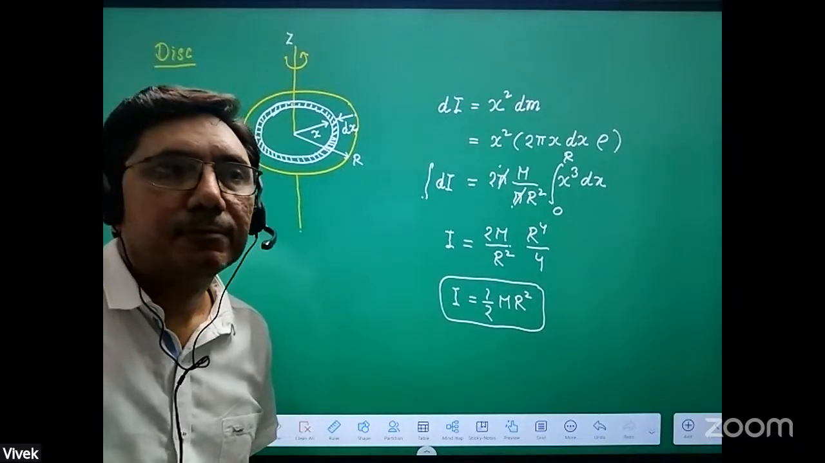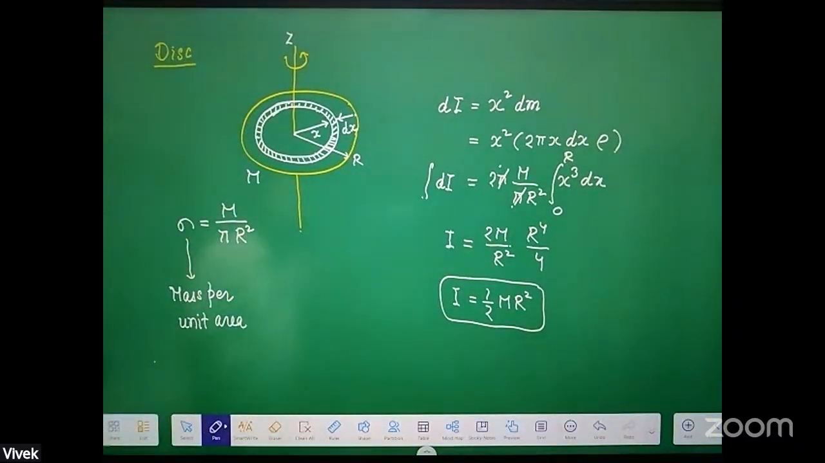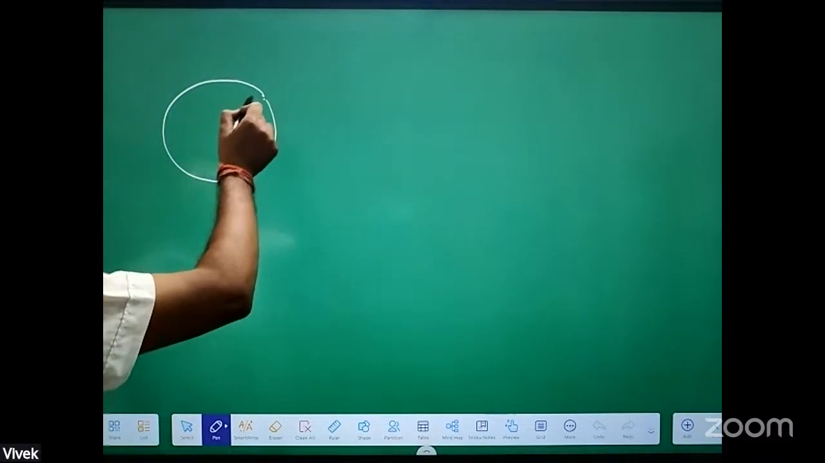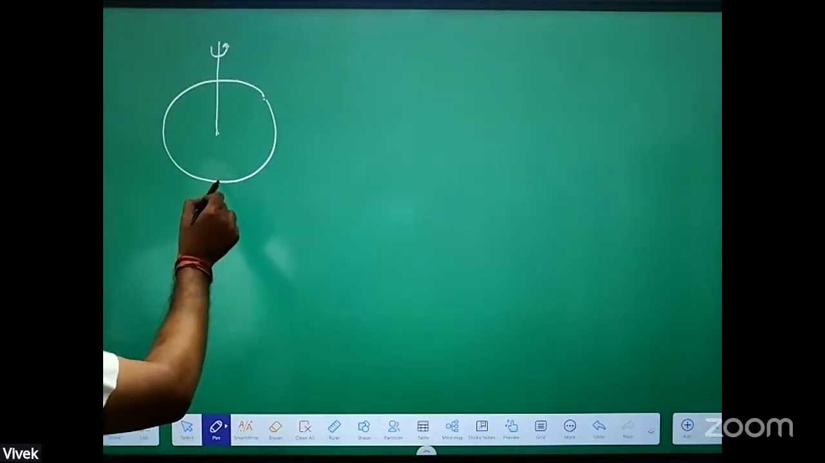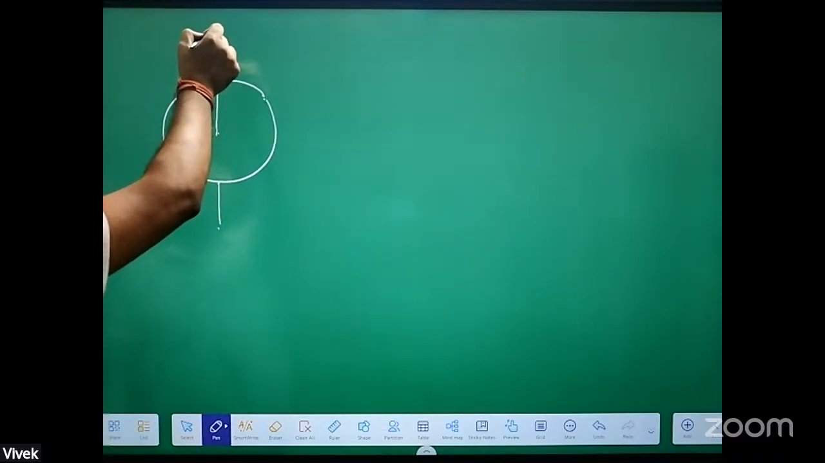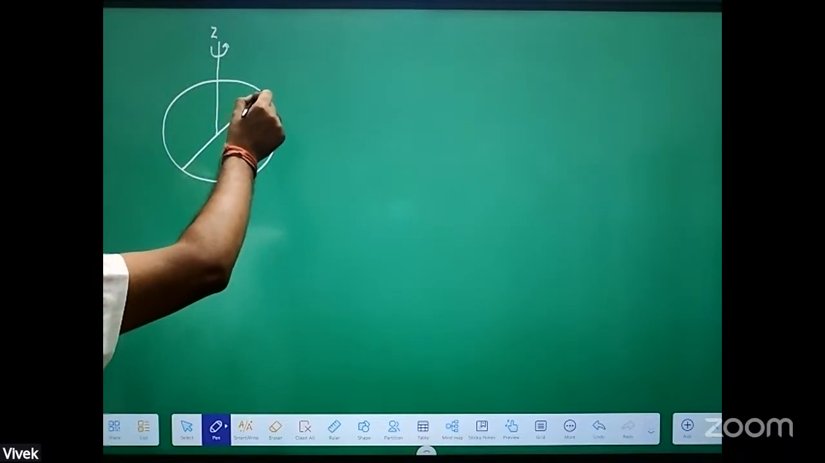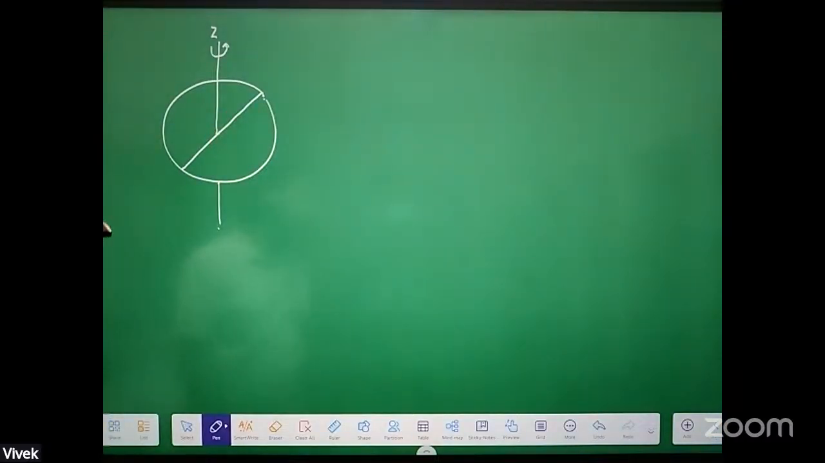Yes, sir. Good. Now, I want to show you something else also here in case of disk. This disk is made up of two parts. You are rotating this disk about this axis. This is the axis of rotation, the Z axis. But you can consider that this disk is made up of two half disks. Two half disks. ठीक है?